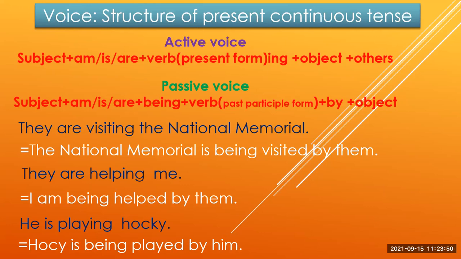So finally, you can say that in present continuous tense, we have to write at first the subject, and we have to write am, is, are according to subject. Then we have to write being, and then past participle form of verb and by plus object in passive voice.